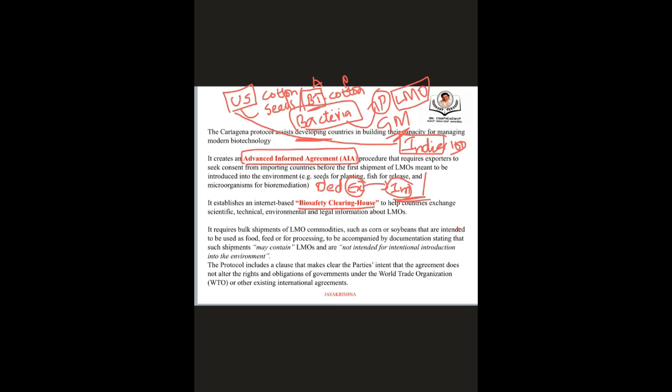After knowing all the consequences, if the product is imported, even if something goes wrong, this country will be in a position to safeguard itself. This is the advanced information agreement. The next one is called the biosafety clearing house. The name itself suggests that it's a clearing house. It helps the countries exchange scientific, technical, environmental, and legal information about the living modified organisms.